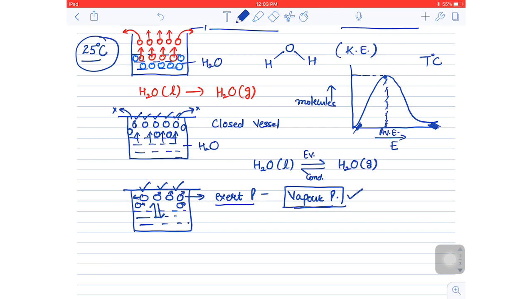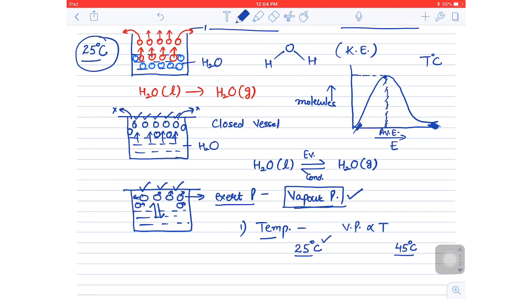Now let us discuss the factors affecting the vapor pressure. The most important factor, the first factor, is temperature. Vapor pressure is directly proportional to temperature. So if you have water in a closed vessel at 25 degrees Celsius, and if you have water in a closed vessel at 45 degrees Celsius, what will happen?